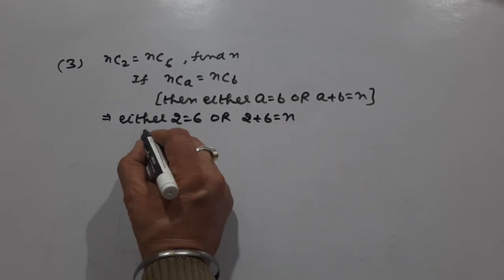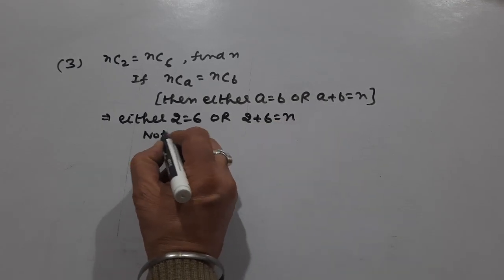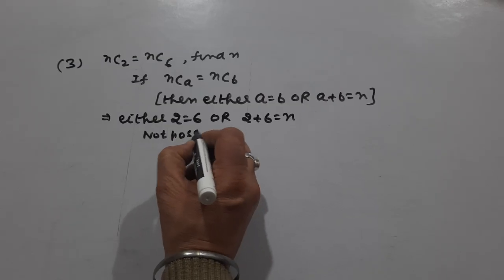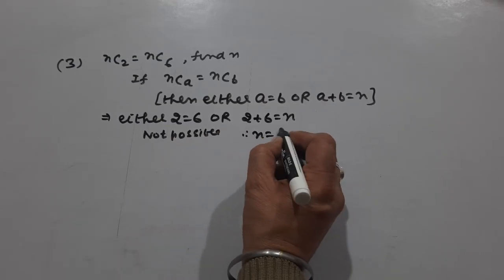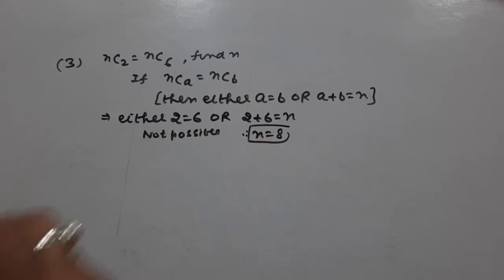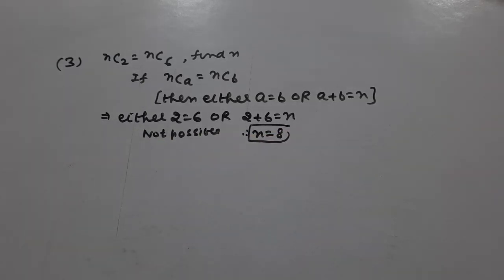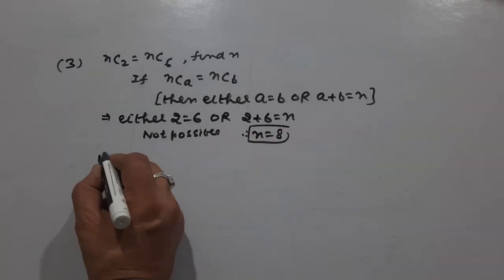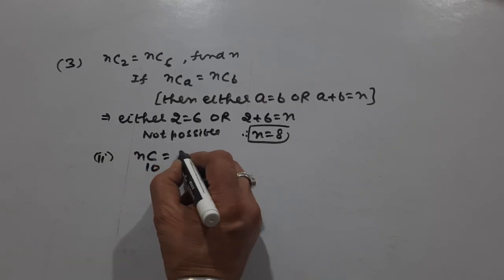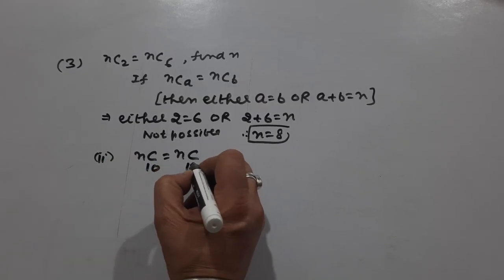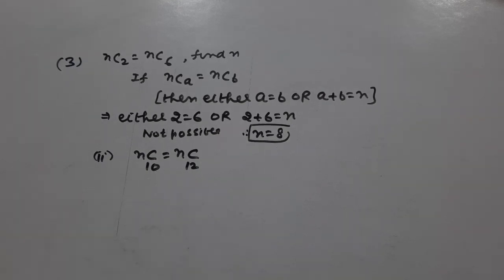So 2 equals 6 is not possible, therefore we have n equals 8. Right students, n equals 8. Then we have the second part: nC10 equals nC12. Find n.